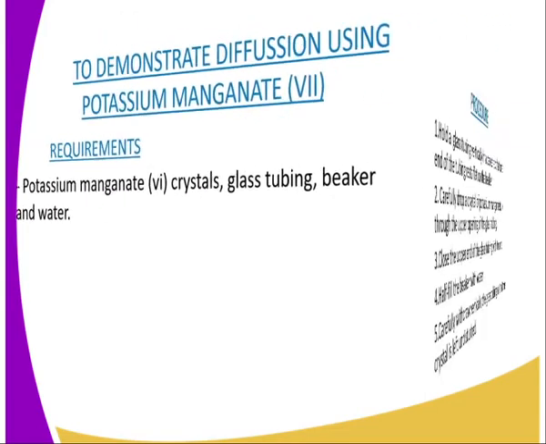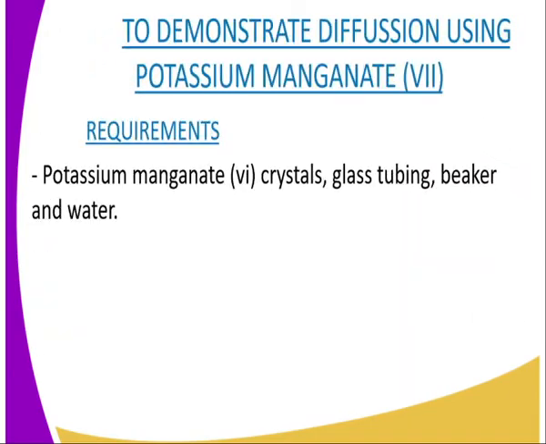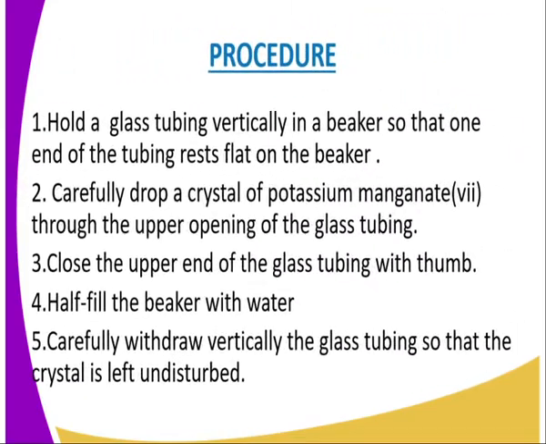concentration. We are going to demonstrate diffusion using potassium manganate 7, whereby for us to demonstrate the same, we have several requirements. One, we have potassium manganate 7 crystals, we have glass tubing, we also have a beaker and some water. I'm going to outline the procedure which we are going to follow for us to carry out the above practical.